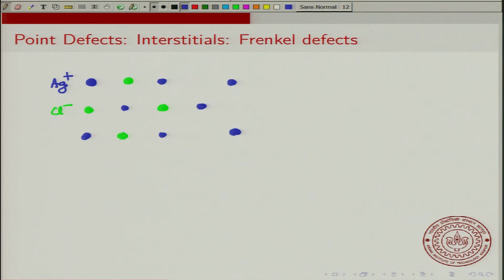one of the defects that is observed is when one of these silver atoms goes to an interstitial site. So, this silver atom has left its site and gone to some site, let us say somewhere here. Let me also emphasize that chloride, being a negatively charged ion, is actually much bigger than the silver.